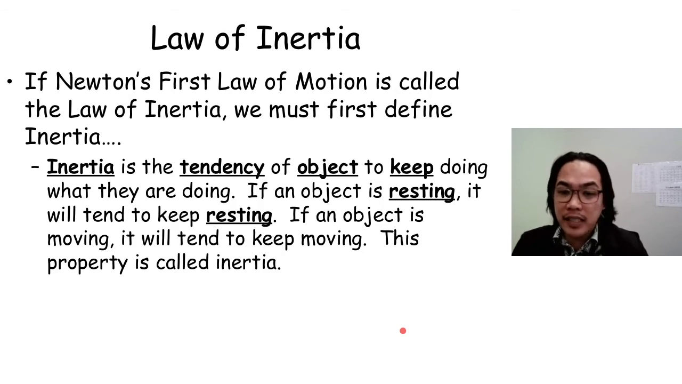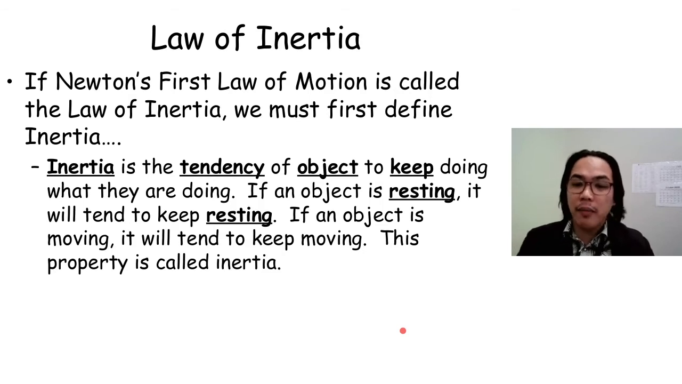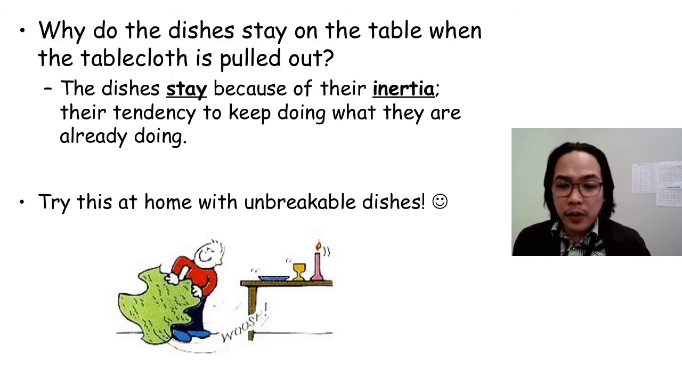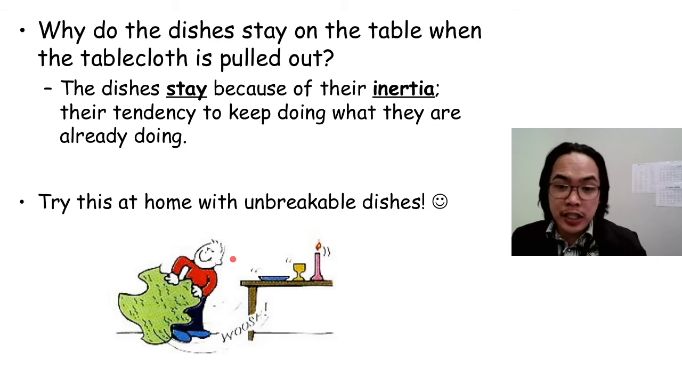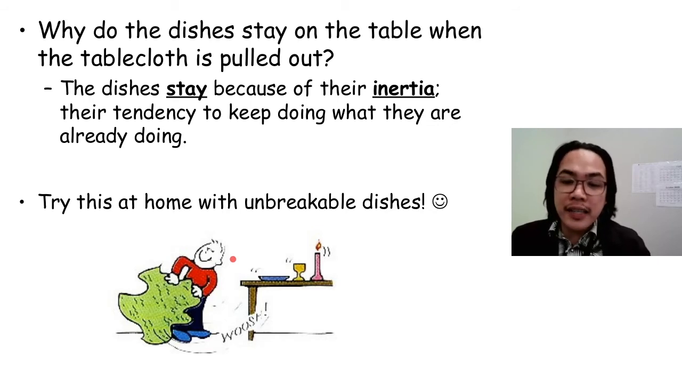And this property is called inertia, a property to resist change. For example, this one, is it magic or physics? Why do the dishes stay on the table when the tablecloth is pulled out? The answer to that is the dishes stay because of their inertia. It's not really magic. Because of their inertia, their tendency to keep doing what they are already doing.